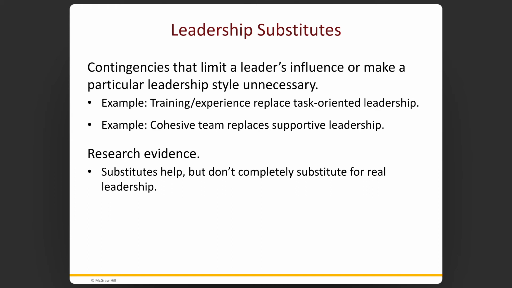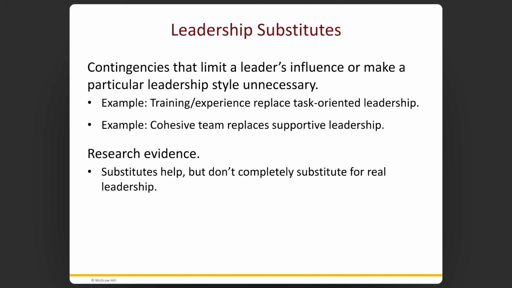Cohesive teams might be a way of replacing supportive leadership. So that's less taxing on the leader when the leader is having to be so supportive. Think about stretching that support around and delegating it around, and think about ways of creating a cohesive team. And the team itself provides a lot of the needed support. Self-leadership replaces task-oriented and achievement-oriented leadership, to the extent to which people are able to lead themselves and direct themselves.